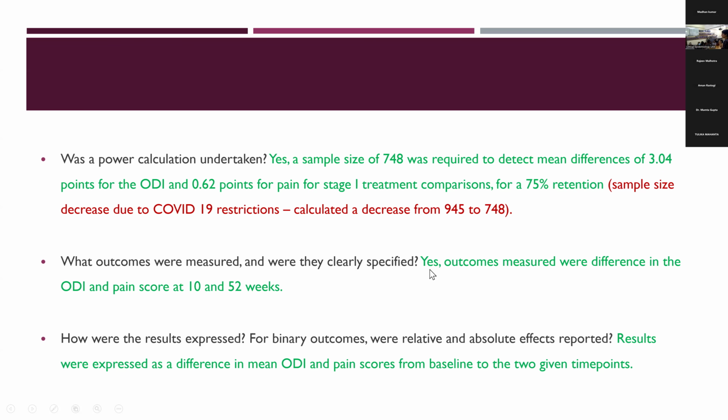What outcomes were measured and were they clearly specified? Yes, outcomes measured were difference in ODI, the disability index, and pain score at 10 and 52 weeks. And how were results expressed? Results were expressed as a difference in mean disability index and pain score from baseline to the 2 given time points.